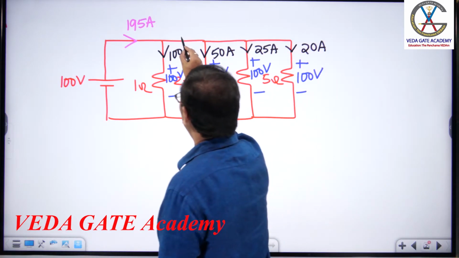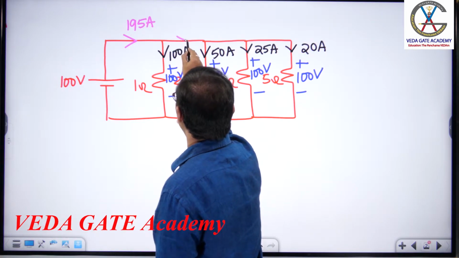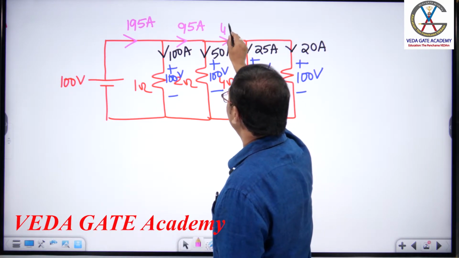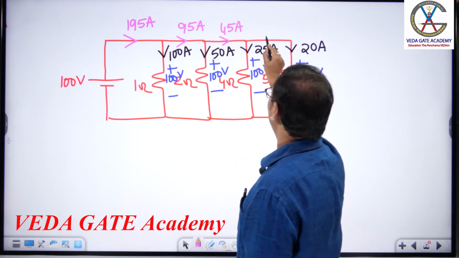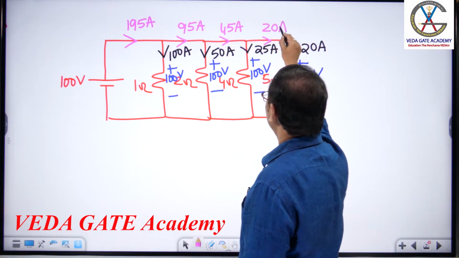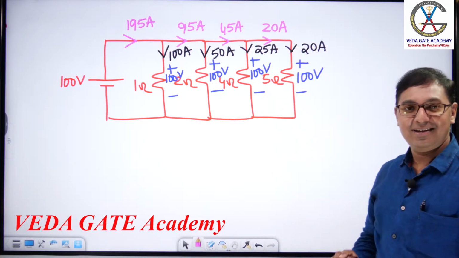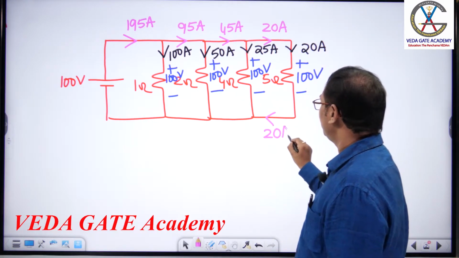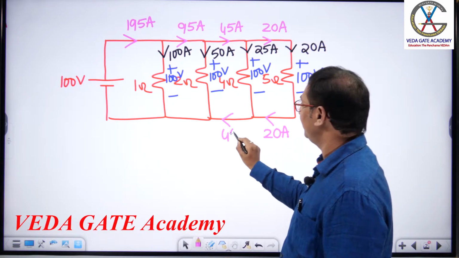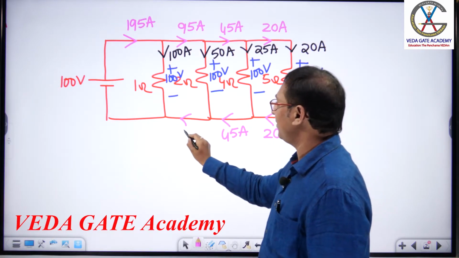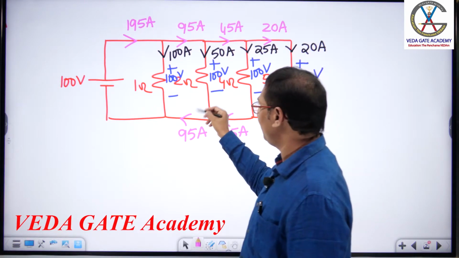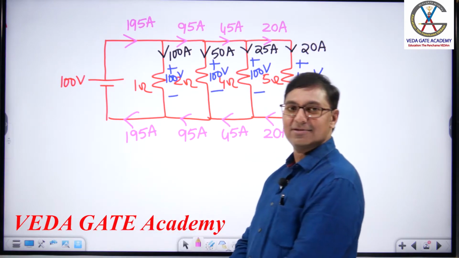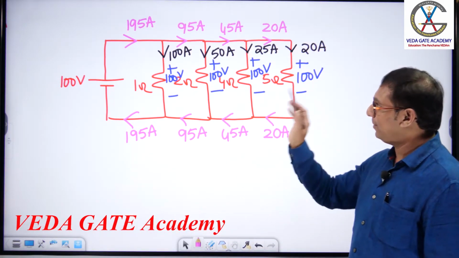If you ask me, what is the value of current flowing here? 95 amps. What is the value of current flowing here? 45 amps. What is the value of current flowing here? 20 amps. Clear? Now going back, the current here is 20 amps, then 45 amps, then 95 amps. For 95, 100 will add. What is the value of current that flows here? 195 amps. Perfectly matched.